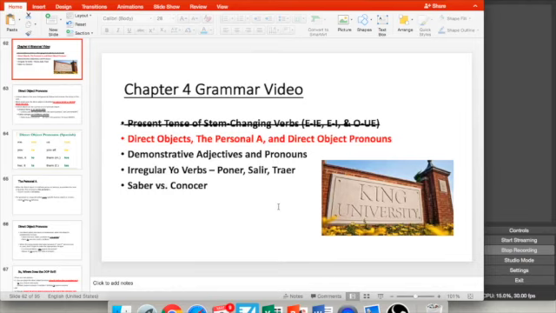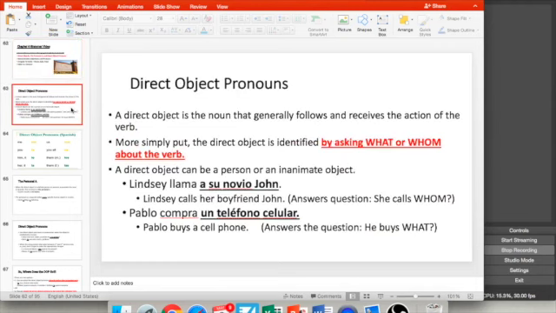So I find that it's important to discuss what these things mean in English first. As we take a look at our direct objects, they are basically the noun that generally follows and receives the action of a verb. If you're curious in your sentence as to what is the direct object, ask yourself the question of what or whom about the verb. For example, in English, Lindsay calls her boyfriend John.